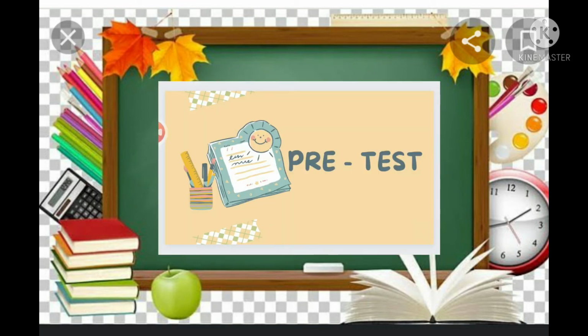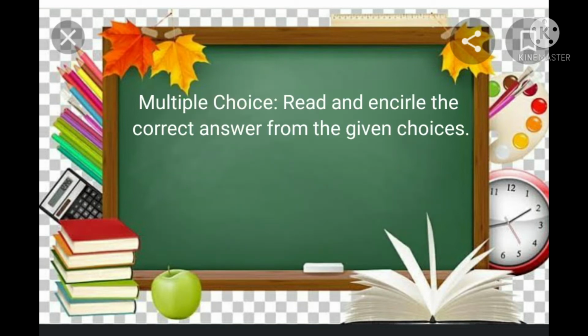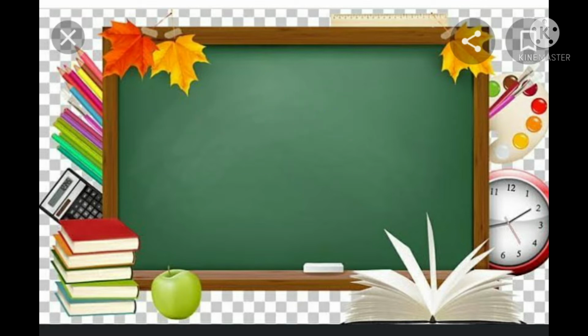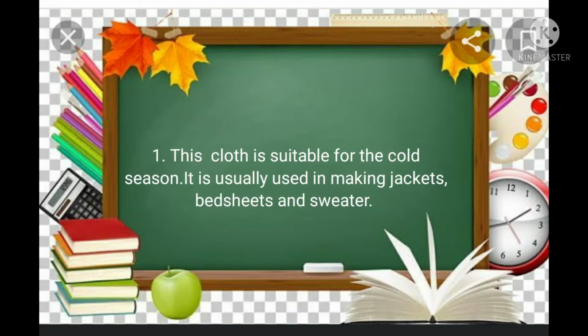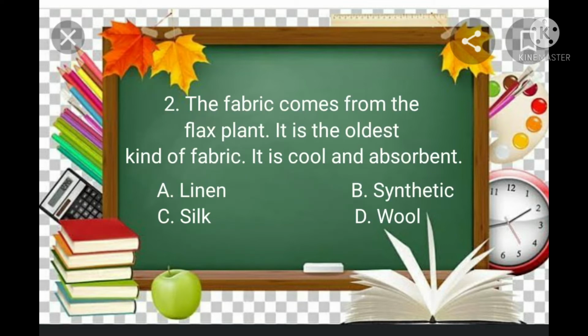Now, class, we will have our pre-test. Multiple choice. Read and encircle the correct answer from the given choices. Number 1. This cloth is suitable for cold season. It is usually used in making jackets, bedsheets, and sweater. A. Cotton. B. Silk. C. Linen. D. Wool.